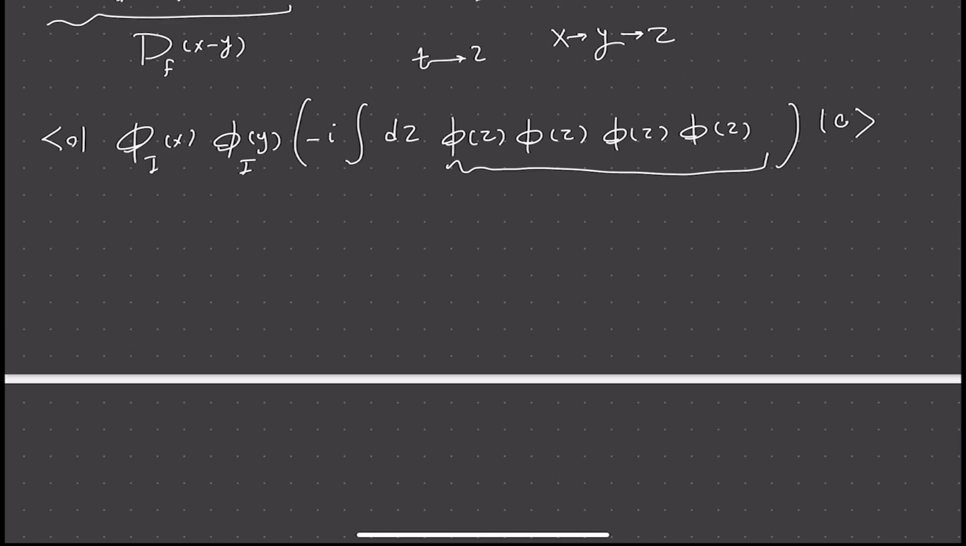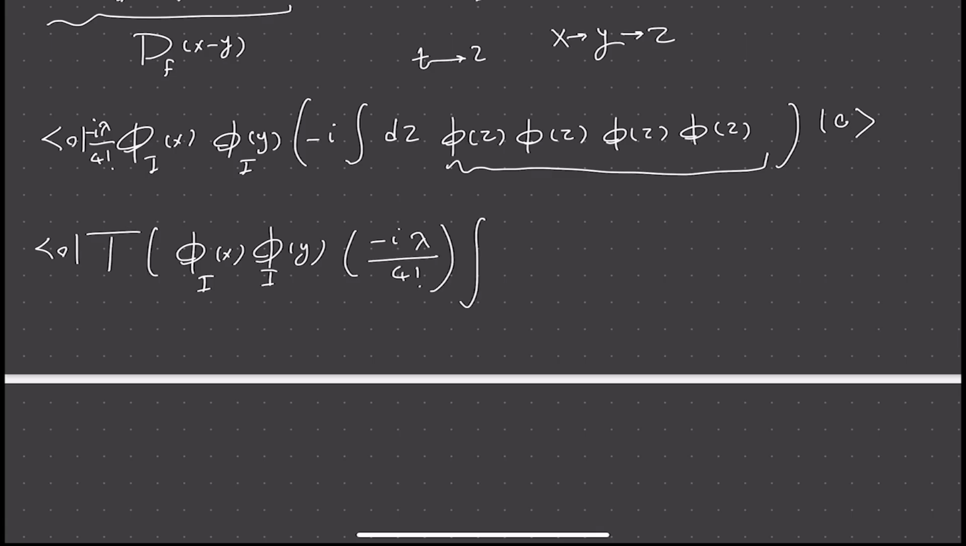So I also have this lambda over 4 factorial. Maybe I put an I here. There is also an I for conventional reason. So I'm going to have the time order of phi x, phi y, interacting field. Then I'm going to have minus I lambda over 4 factorial and d4z. Sorry, maybe I should have d4z. Phi z, phi z, phi z, phi z.